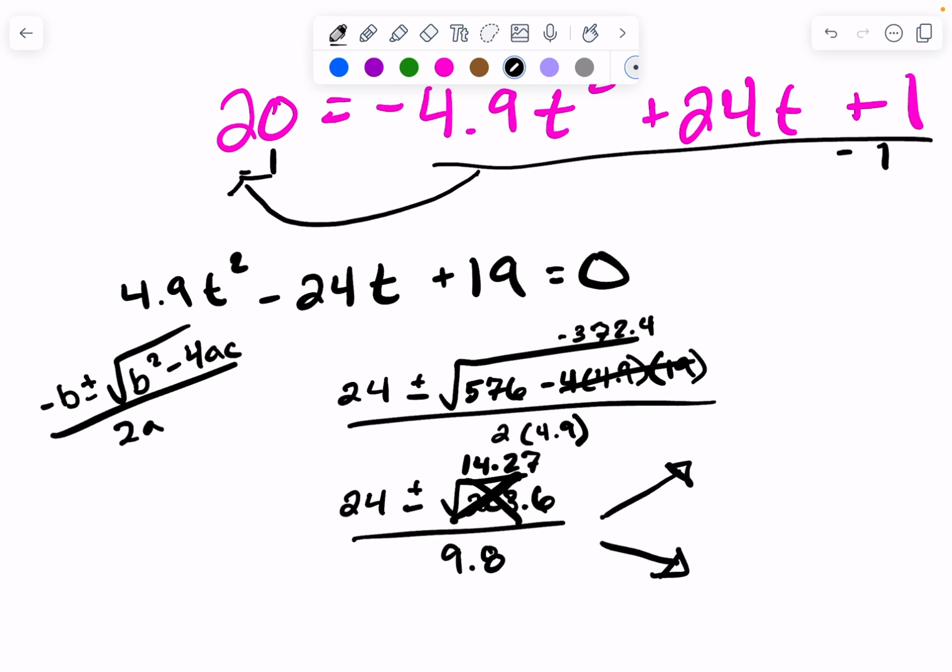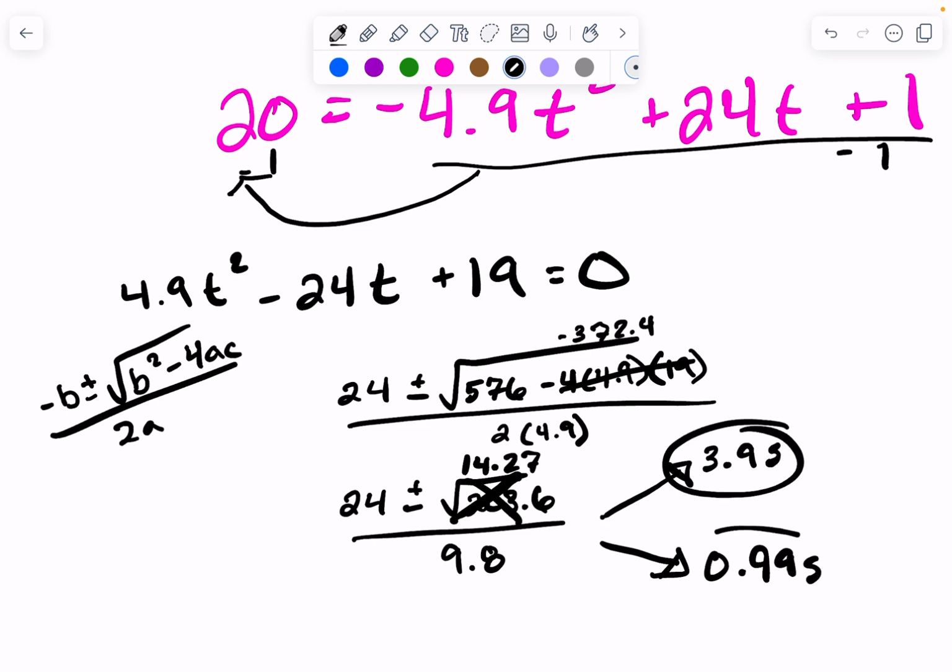One of them is 24 plus 14.27, divided by 9.8, and that answer is 3.9. The other answer, 24 minus 14.27, divided by 9.8, is 0.99. And that answer is in seconds.